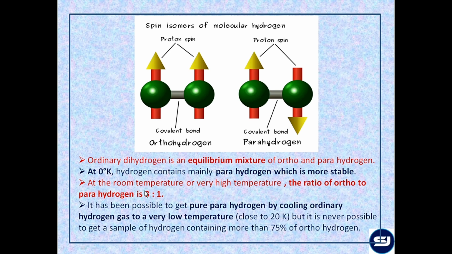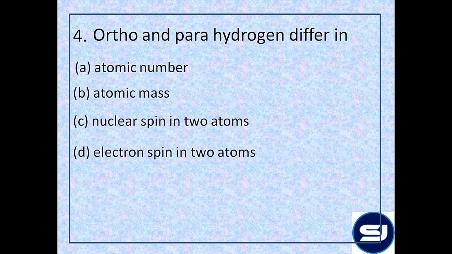because the proportion is 3:1, and even at a very high temperature it is found to have almost the same ratio. That's why we can't get ortho hydrogen more than 75%. So ortho and para hydrogen differ in the nuclear spin of the two atoms.